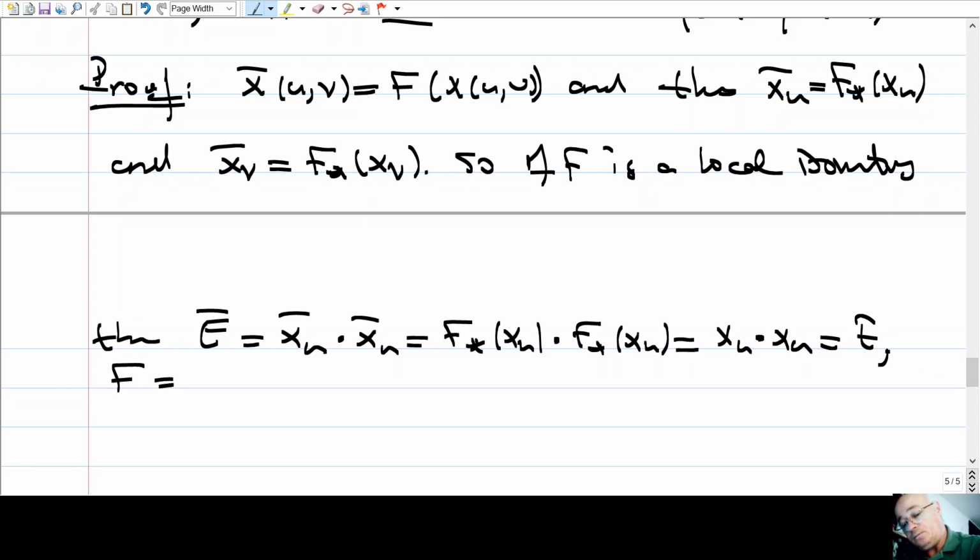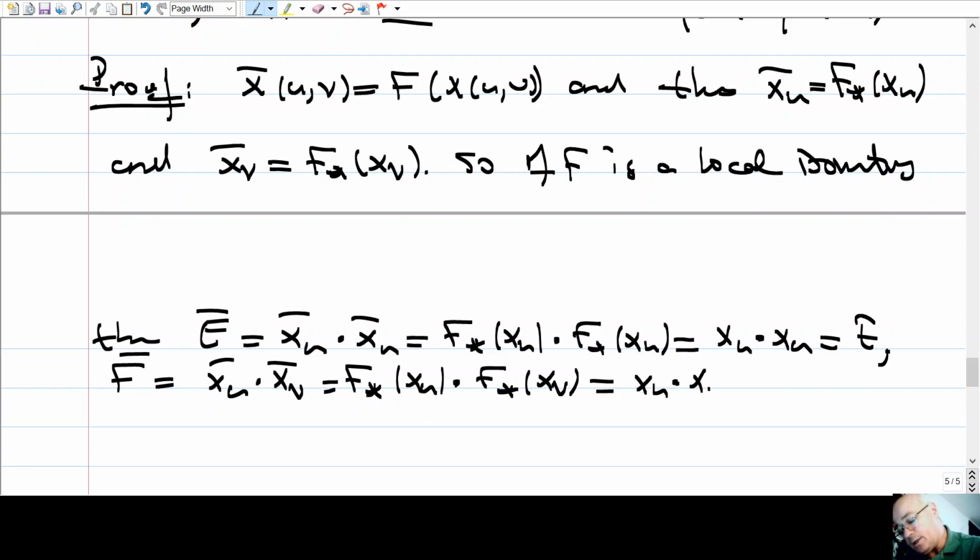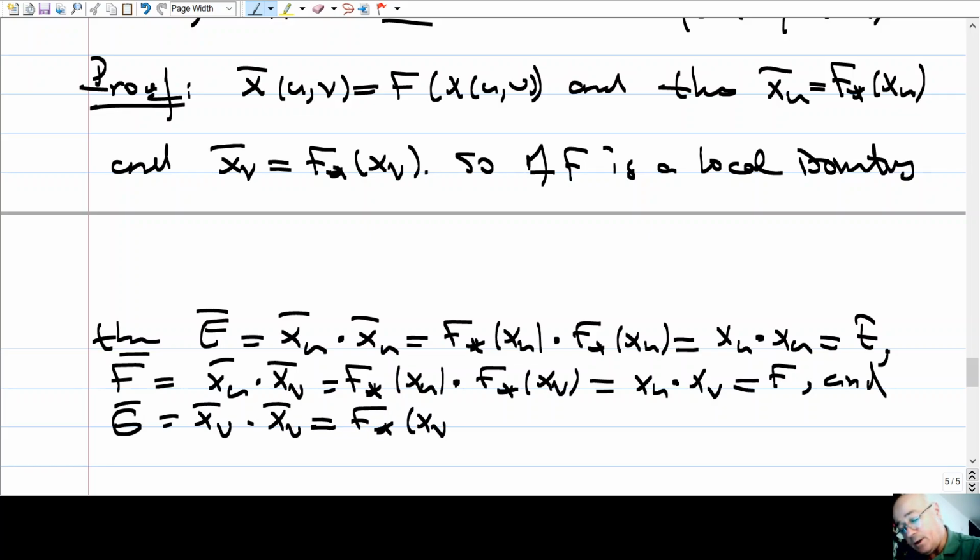F bar is just x sub u bar dot x sub v bar, but this is f star of x sub u dot product f star of x sub v, and this is x sub u dot x sub v, and this is F. And finally, G bar, which is just x sub v bar dot x sub v bar, and this is f star of x sub v dot product f star of x sub v, and this is x sub v dot x sub v, which is G. So one direction is proved.